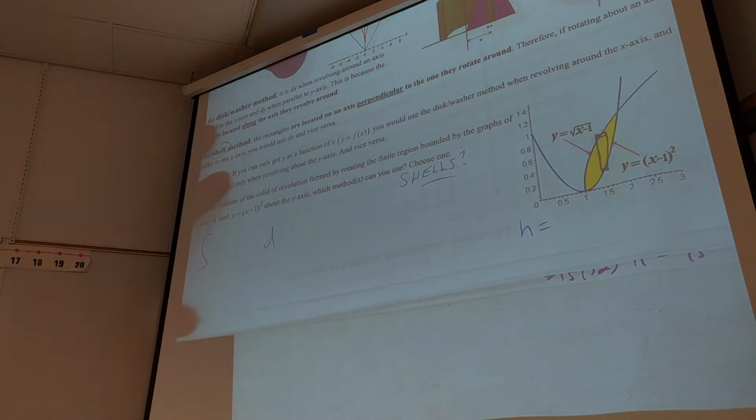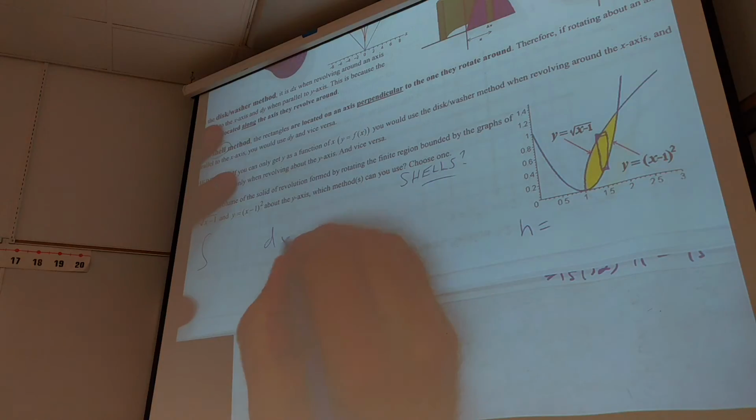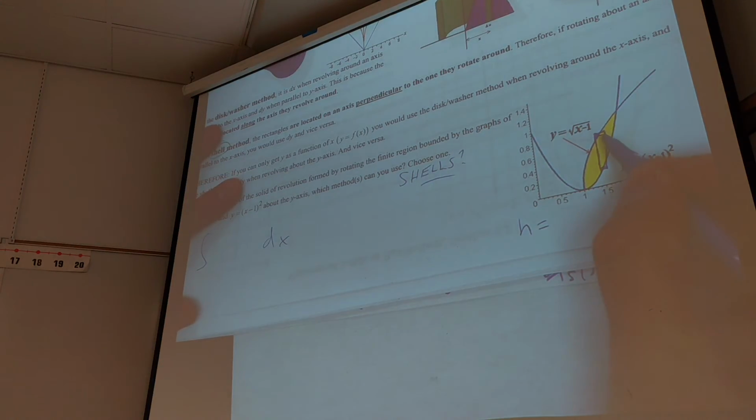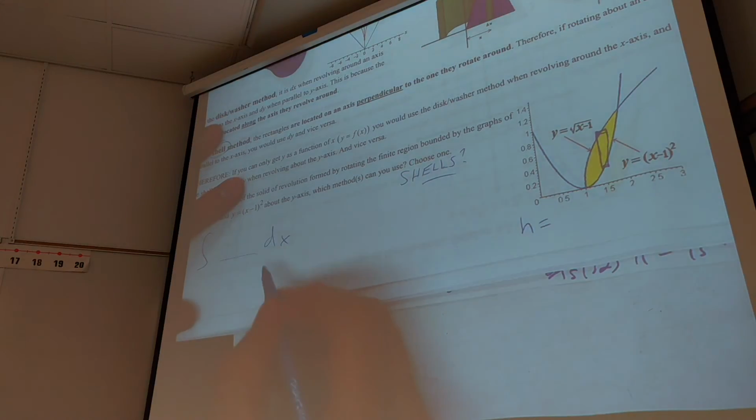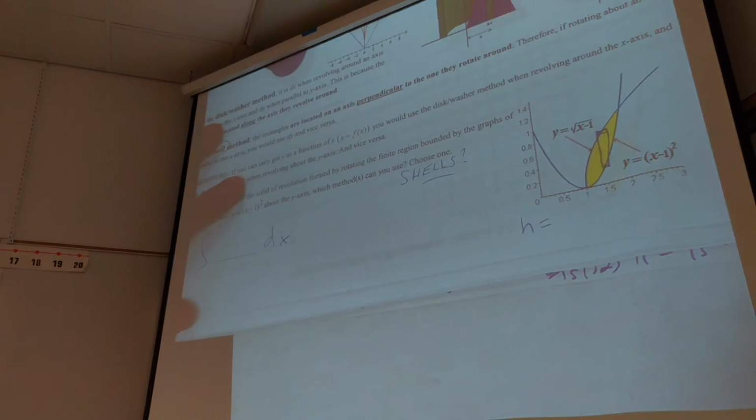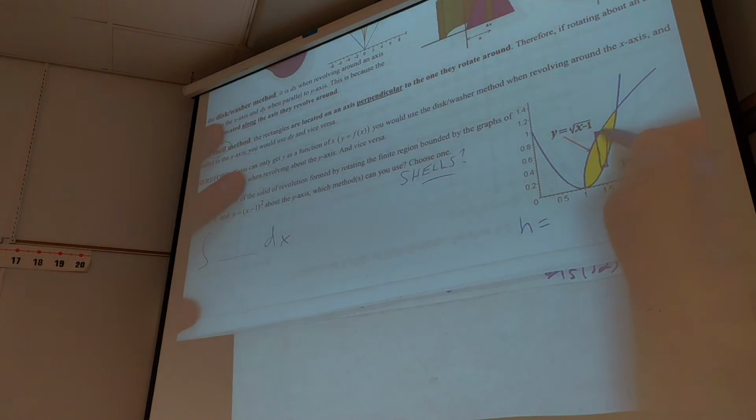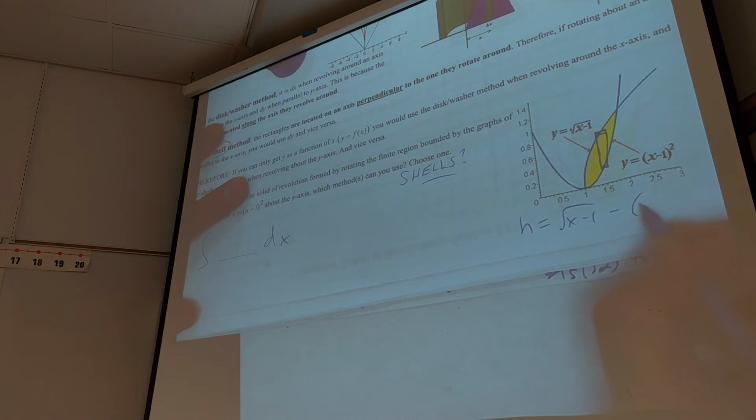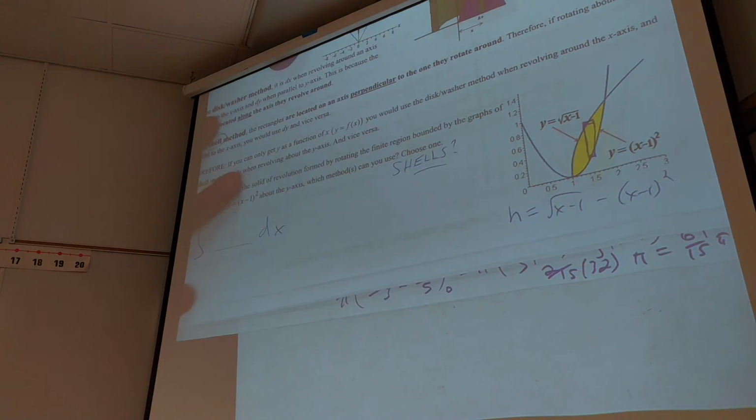Yeah, dx. So you think about discs first. Discs will want to be dy because it's the y-axis, so shells must be the opposite, dx. I like it. So what is this height? Everything inside is going to be in terms of x. So how tall is this thing? It's the top function minus the bottom function, and I very nicely have identified those. So my height is going to be square root of x minus 1 minus (x minus 1) squared.